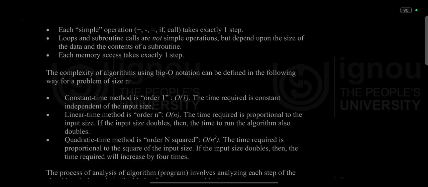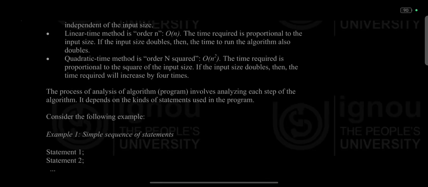Quadratic time method is order n squared. Big O(n squared): the time required is proportional to the square of the input size. If the input size doubles, then the time required will increase by 4 times.